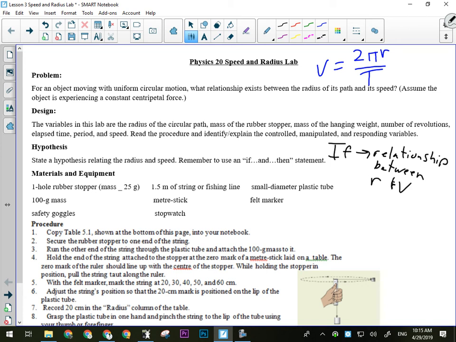Okay, the "and" part, as always, describes the experiment. In the "then" part, predict your results. What's going to happen as R gets bigger? So like I said, we've talked about the procedure here.